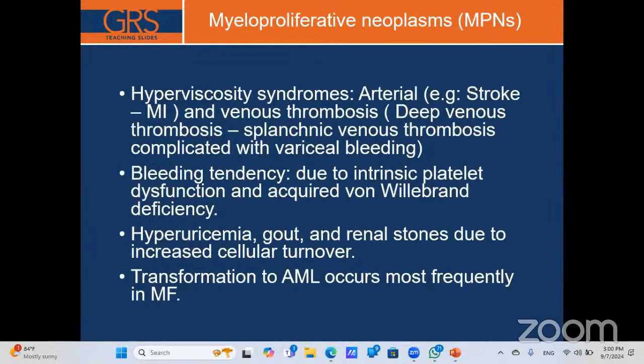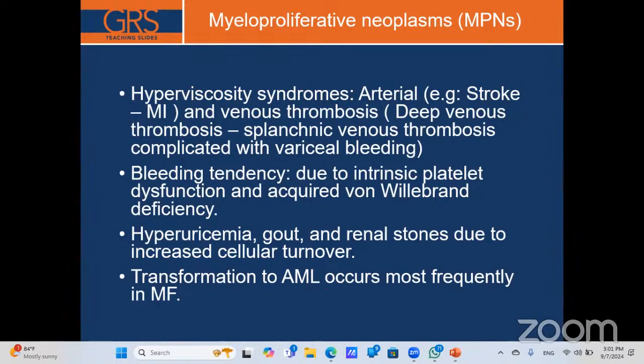They could present with complications of these disorders like thrombosis due to abundant cells, like arterial thrombosis leading to stroke and MI. Venous thrombosis leads to deep venous thrombosis, splenic venous thrombosis, and GI bleeding. Also bleeding tendency, although those patients have increased platelet count, but actually these platelets are non-functioning or of impaired function, so they have intrinsic platelet dysfunction and also acquired von Willebrand deficiency, so they are liable for bleeding.